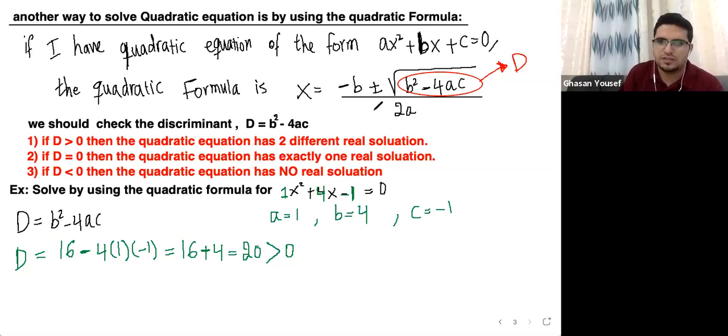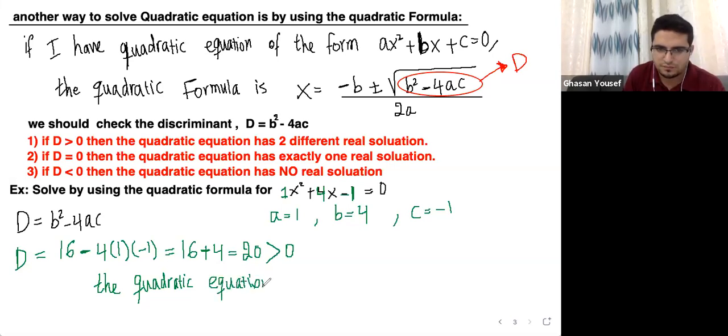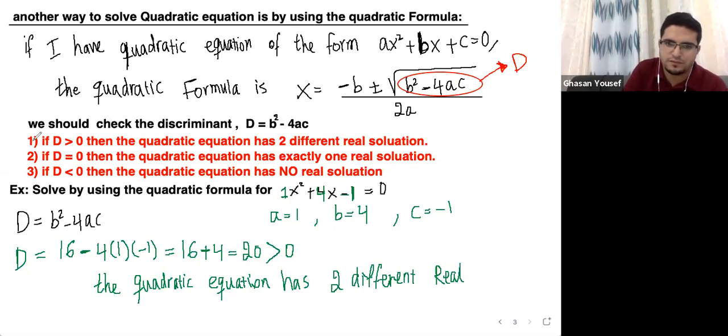So I have to use this formula here. The quadratic equation has two different real solutions. How do I know? From the first step, two different real solutions.